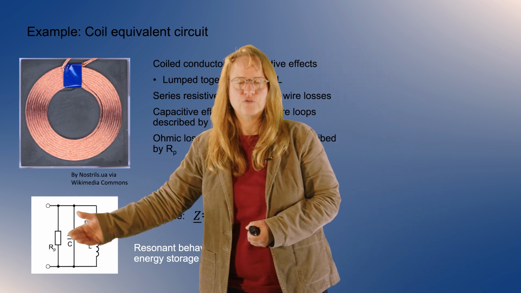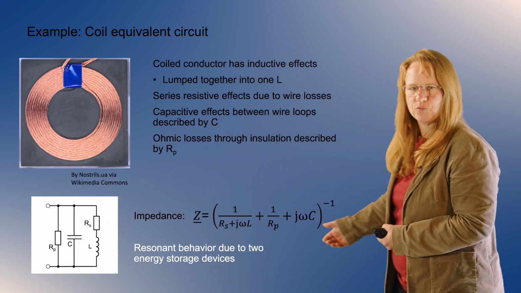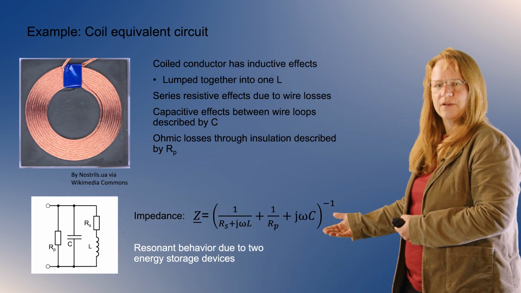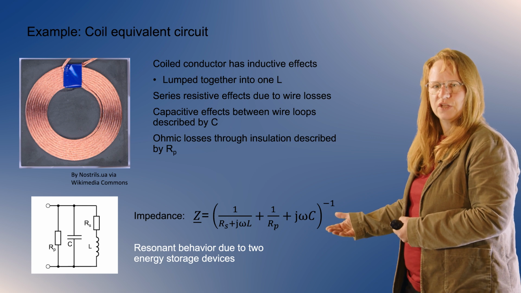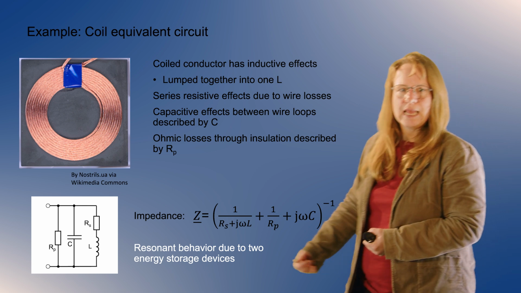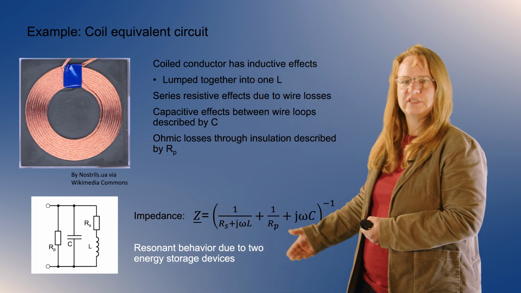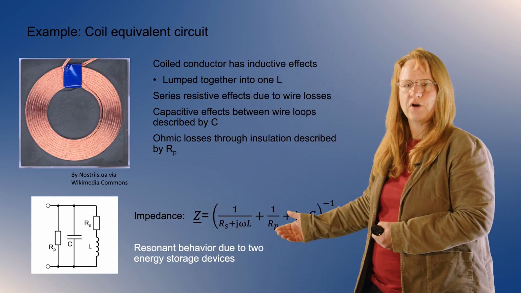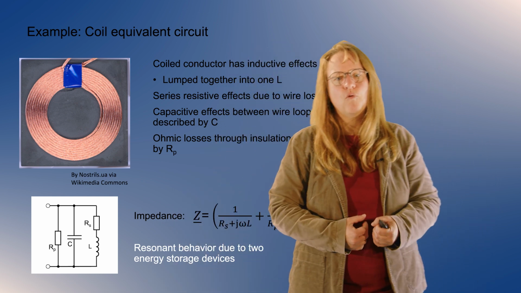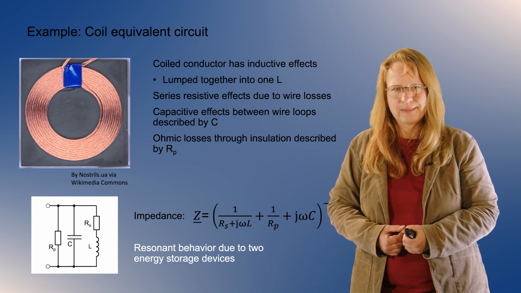In the second branch we have the capacitor. I actually put it down here in the third part. So for the capacitor we just have j omega C. And then we have in the third branch here the parallel resistance, and that is just 1 over R parallel. So that is the overall impedance then.